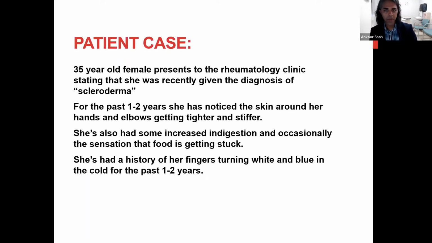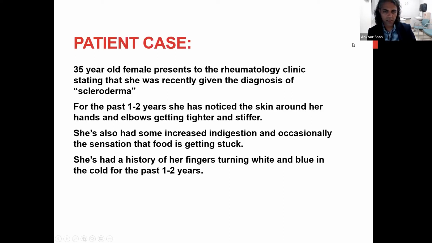So let's start with the patient case. This is a fairly common new patient case in my scleroderma clinic. It's a 35-year-old female who presents to your rheumatology clinic stating that she was recently given the diagnosis of, quote, scleroderma. In terms of her symptoms for the past 1 to 2 years, she has noticed the skin around her hands and elbows getting tighter and stiffer. She's also noticed some increased indigestion and occasionally the sensation that food is getting stuck.